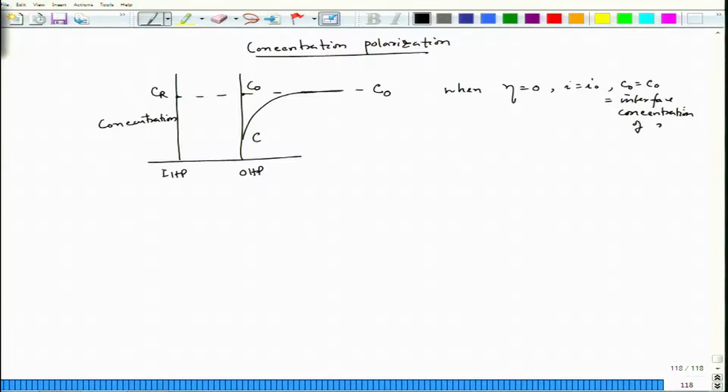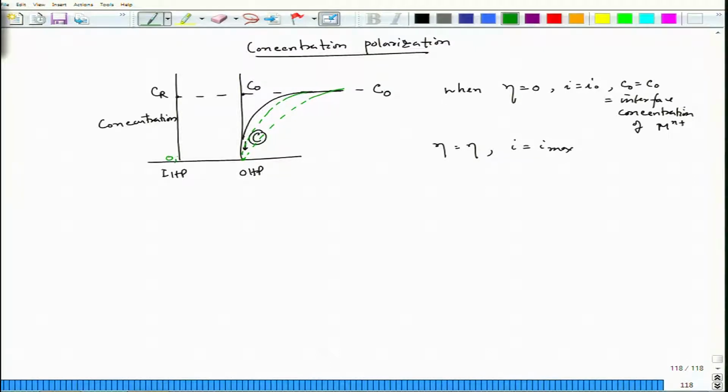Concentration of metal ion N plus. Now, when eta equal to eta and I equal to I max, let us say, that means as the current density is increasing, I am getting overvoltage, as well as the overvoltage is increasing, I am seeing that this particular concentration is going down gradually. So, this concentration profile will keep changing as we increase the current density, and finally, it will reach 0 value.